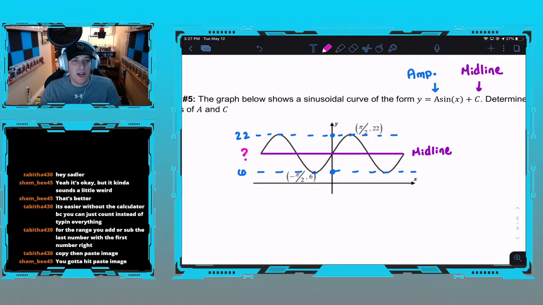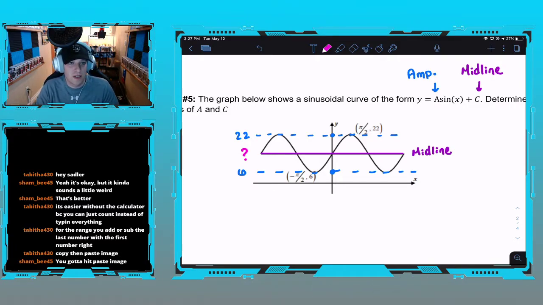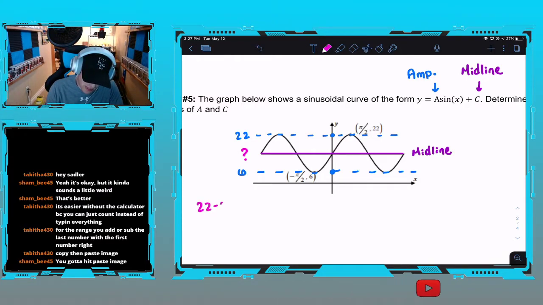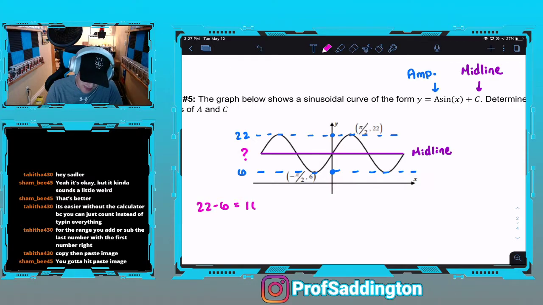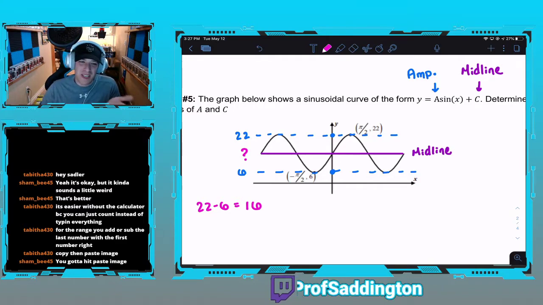Well, in order to figure that out, what you guys can do is just find where the middle is going to be located. So in order to do that, just subtract the two numbers. If I do 22 minus 6, that's going to give me 16. Now that doesn't mean that's in the middle though, right? Because if I put 16 there, 16's not in the middle. So there's still one more step here.